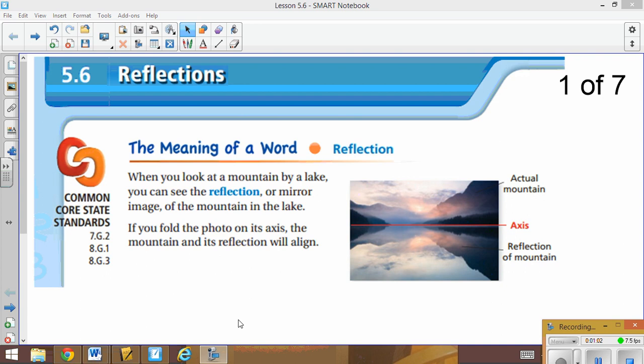Okay, so today we have 7 slides, and slide number 8 is graph paper, but there's no instruction needed there. So please be sure you've defined reflection and move forward when you're ready.